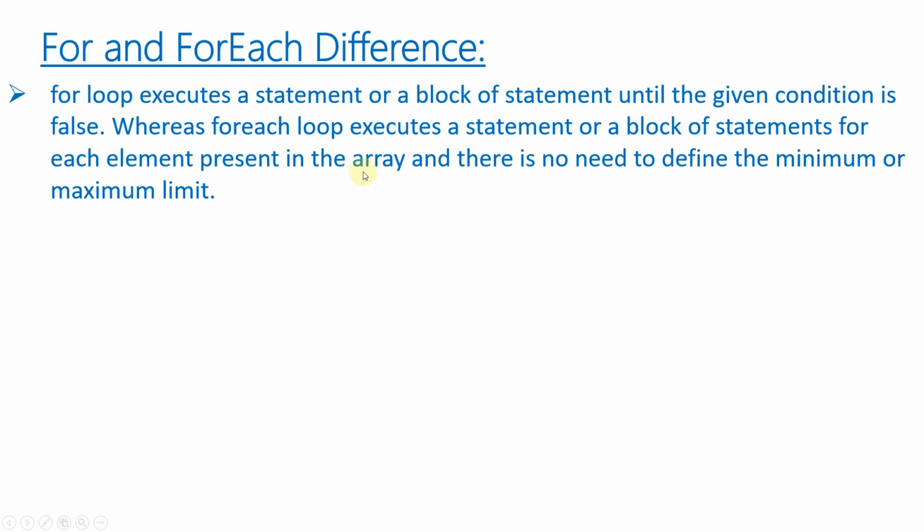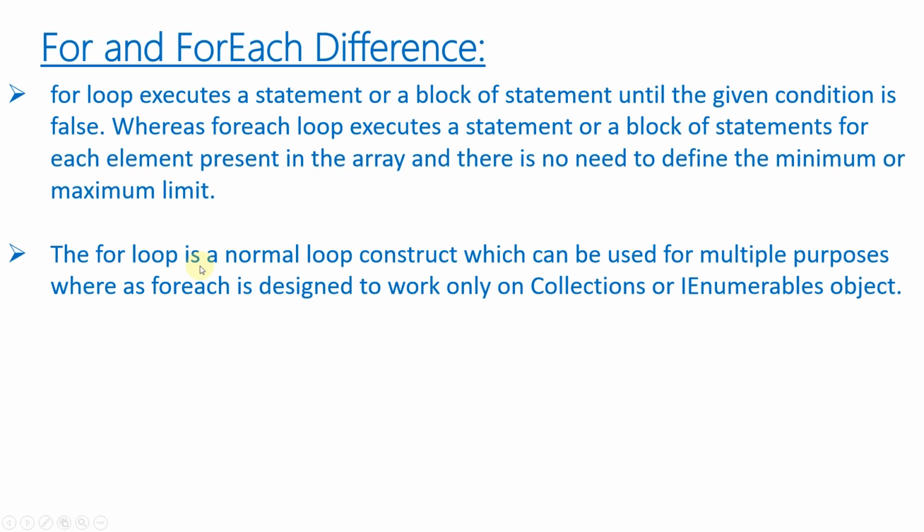And here we don't need to initialize any variable, and we don't need to put in any condition. So there is no minimum or maximum limit in the foreach loop. The for loop is a normal construct, and it can be used for multiple purposes. There is no specific purpose for which the for loop can be used, but foreach is designed specifically to work only on collections or enumerable objects. So we cannot use the foreach loop for any other purpose.